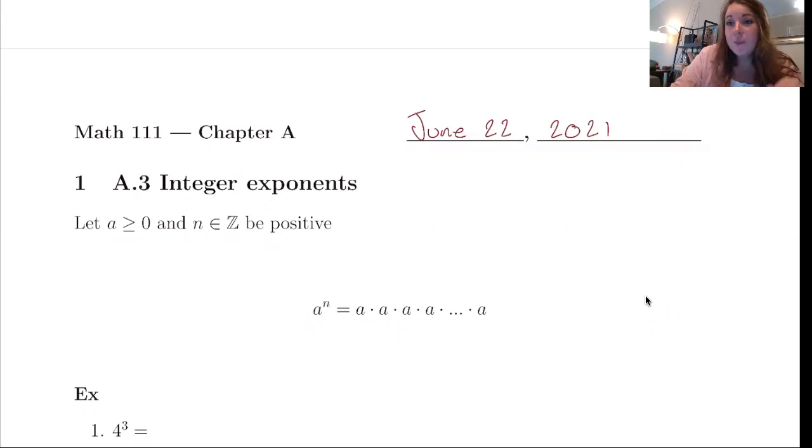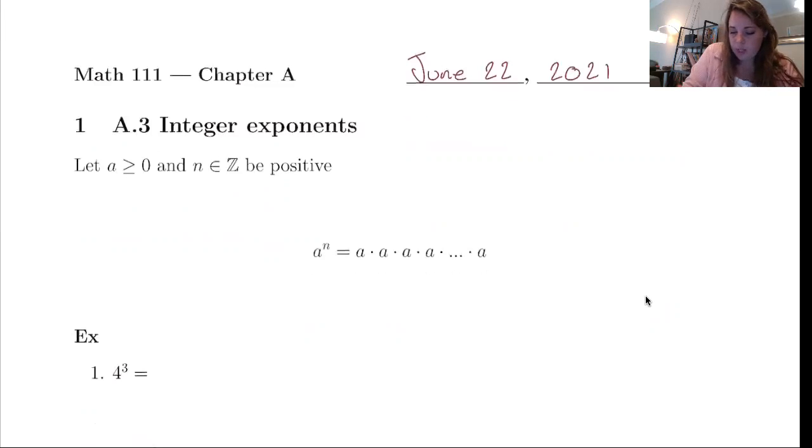So we have 8.3 we're going to start with, and then you will also watch 8.4 after this, I believe. So 8.3 is all about integer exponents. First, an integer. Sometimes we'll say "in," which is inside of, that's what that kind of looks like, an E almost. And then this weird double bar Z.